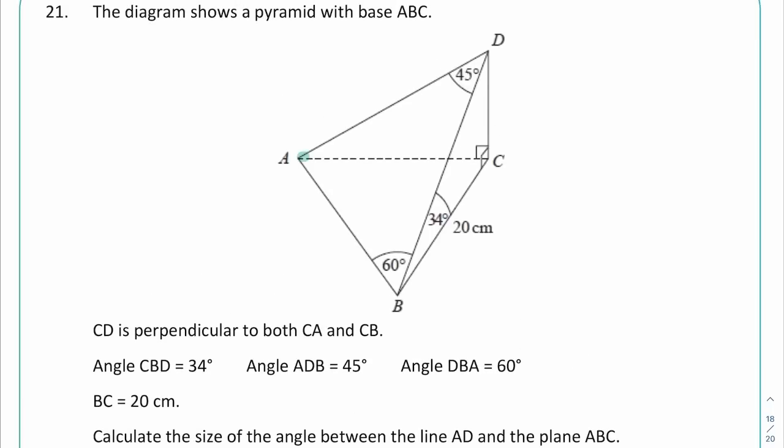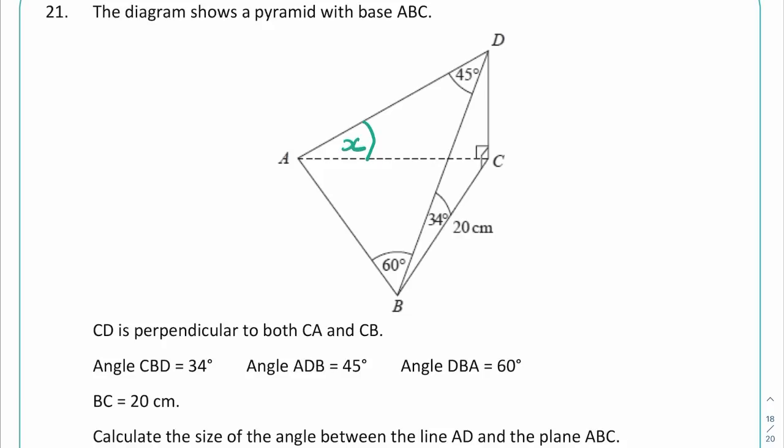Now the line AD is here, and the plane is this base on the bottom, so I could colour the whole thing in, but we're just looking at the angle between those. And that angle is right here, on that right angle triangle at the back ADC. So in order to find that angle, we need at least 2 lengths on that right angle triangle. That way we can use SOHCAHTOA. At the moment, we've got no lengths on that triangle.